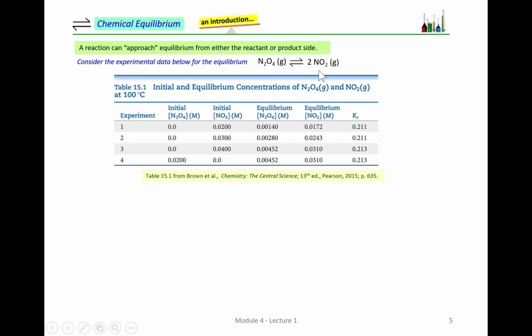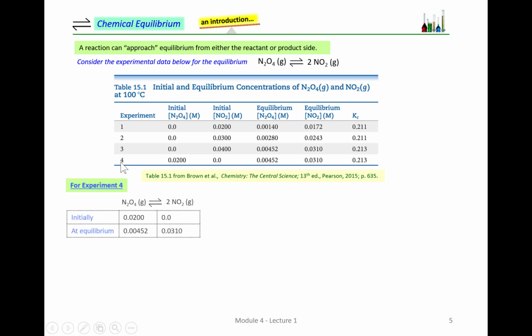Now this table, which comes from the Brown General Chemistry book, has data for this reaction, and instead of looking at the table right away, you'll see 4 experiments are done. We're going to pick out 2 experiments from this table and talk about them. And interestingly, I'm going to look at experiment 4 first. And the reason I'm doing that is because experiment 4 starts out initially as one would expect.